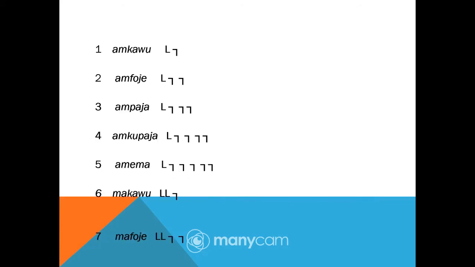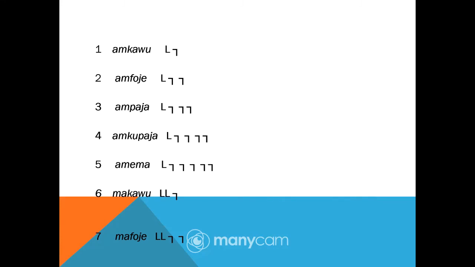Okay, so here you have 1 to 7. Am kawu, am foye, am paya, am kupaya, am yama, ma kawu, ma foye. So you can see that 1 to 5 has one upright L type symbol, which basically means that you're in the first cycle of the 5, because it's a 5-based numbering system. And then the actual inverted L's after the upright L represent how many digits within that cycle. Okay, so 1, 2, 3, 4, 5.